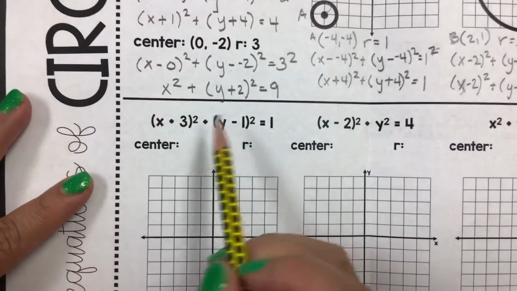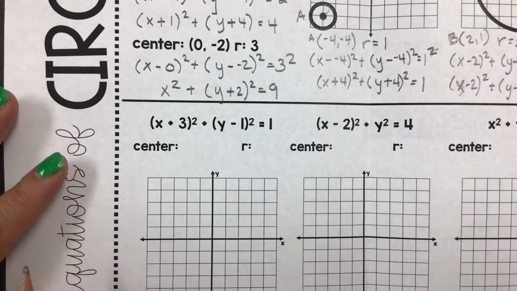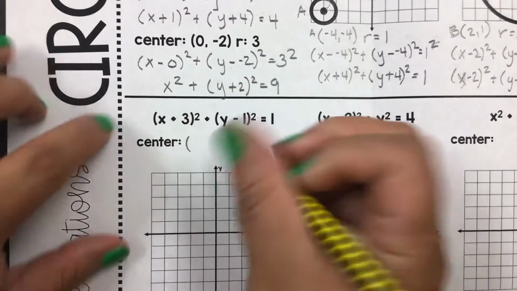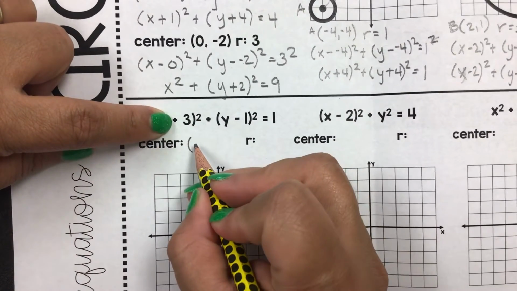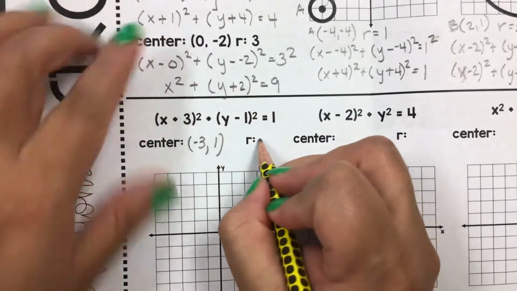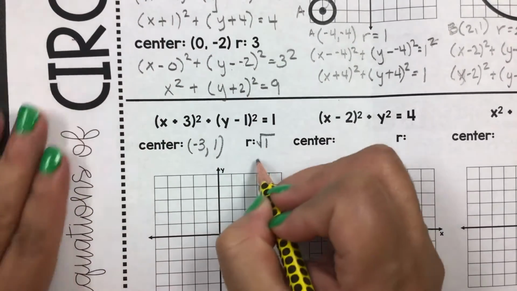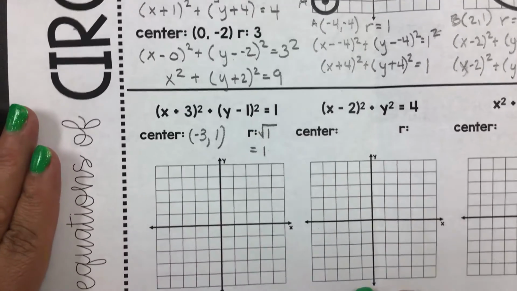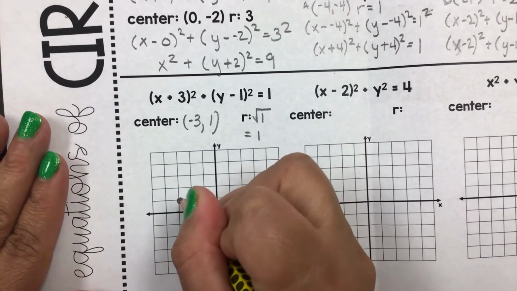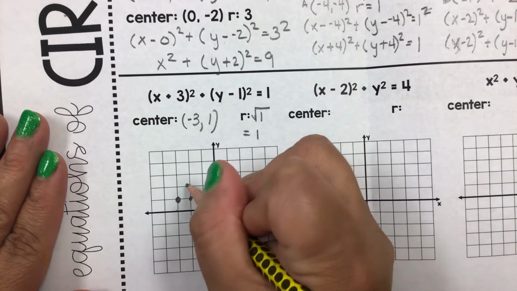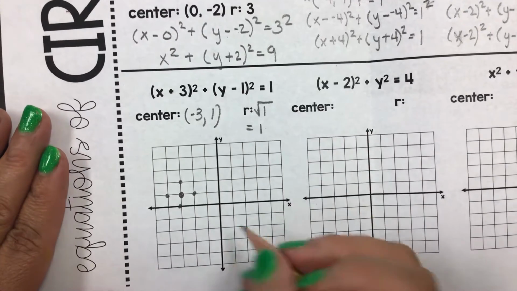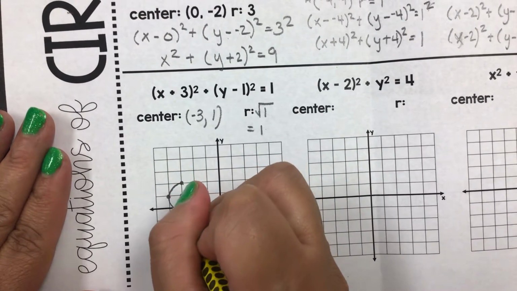Okay, so on your homework assignment, you're going to be given an equation, and make sure that you always write the center for me. So it looks like it has the opposite sign, -3, 1. And the radius is always the square root of the number given, which in this case is 1. Let's plot the center. -3, 1, 2, 3, 1. The radius is 1, so up 1, to the right 1, down 1, to the left 1. And then you just try to do your best to draw the circle.